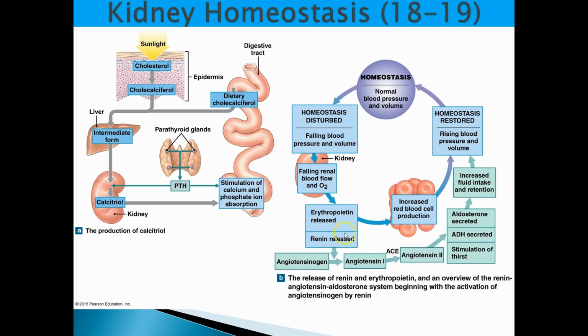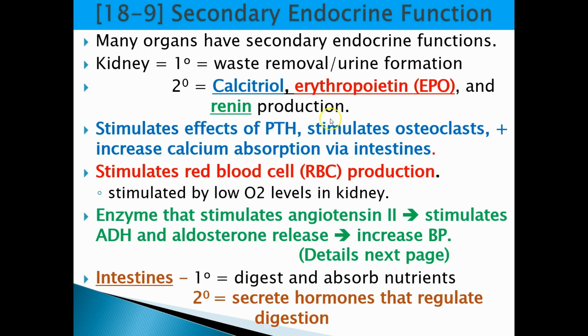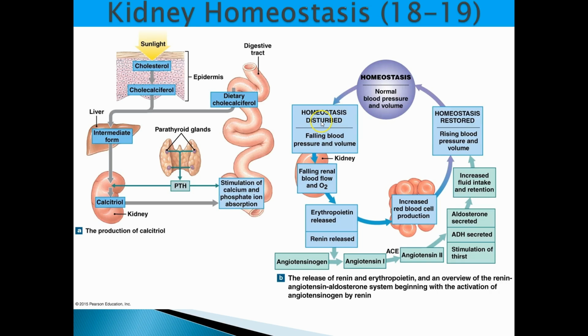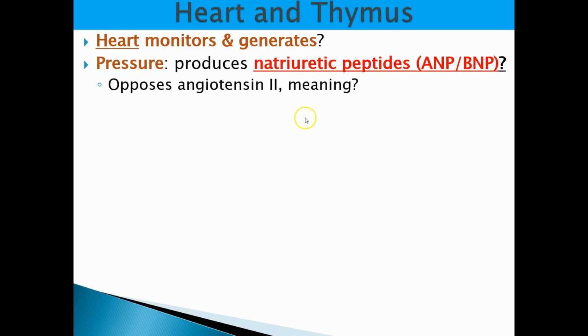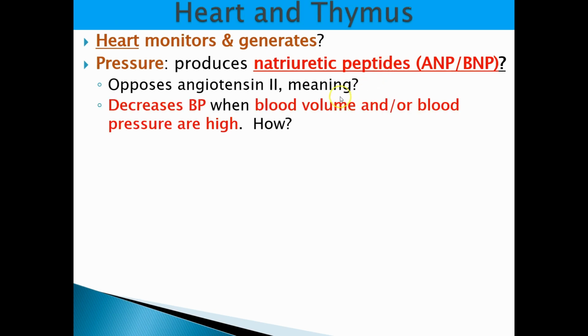Definitely need to know this one. Renin is a big one, so don't skip the kidney. It's kind of an important one to really know. The heart obviously monitors blood pressure. You do need to know natriuretic peptides. It's the only hormone that decreases blood pressure. You're going to see this on many quizzes. So get familiar with natriuretic peptides.